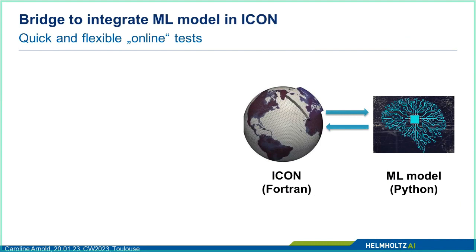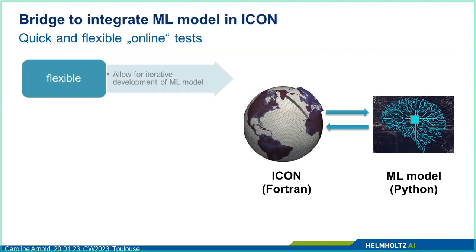And we have a series of requirements for these tests. The first requirement is that we need something that is flexible, because the machine learning people like to have very iterative processes of development. They like to generate new models on a daily basis and try a lot of different things. So we would especially like to avoid hard coding neural networks in Fortran, because that simply takes too much time.